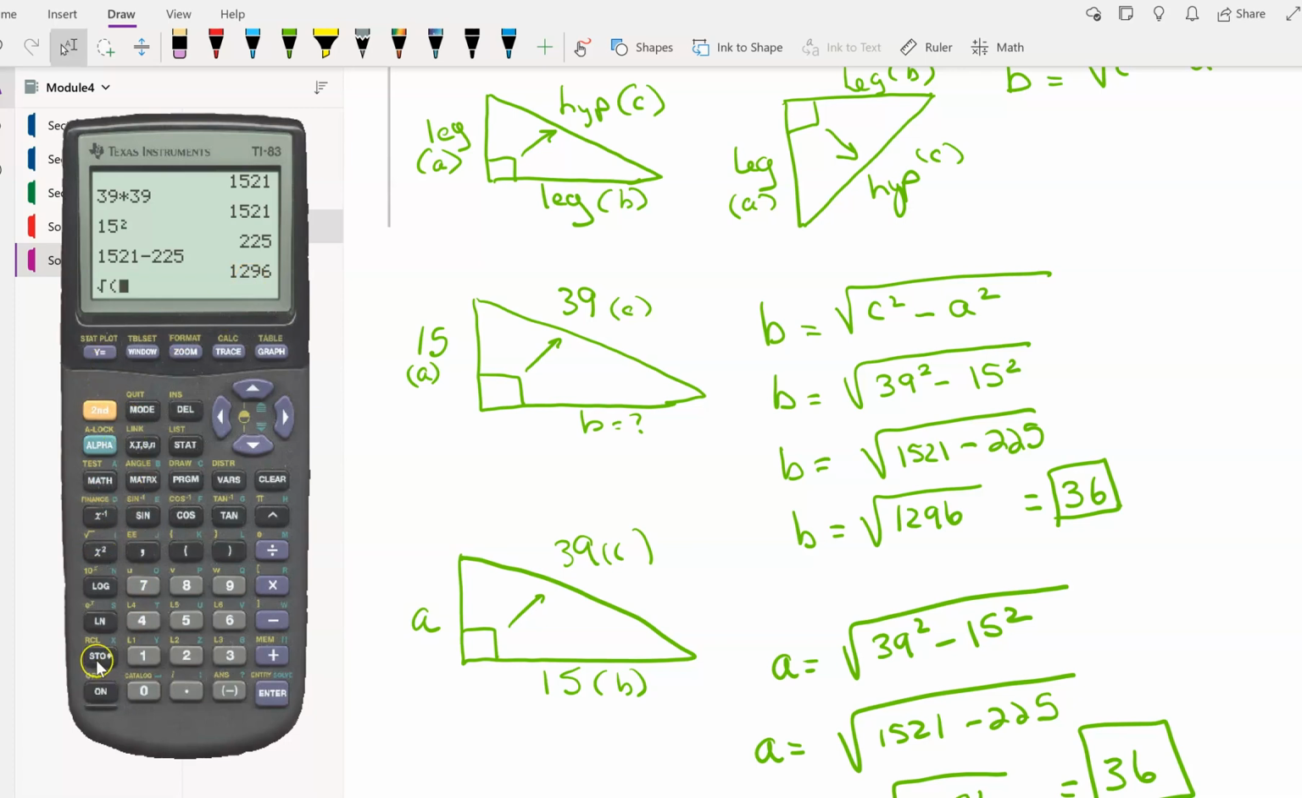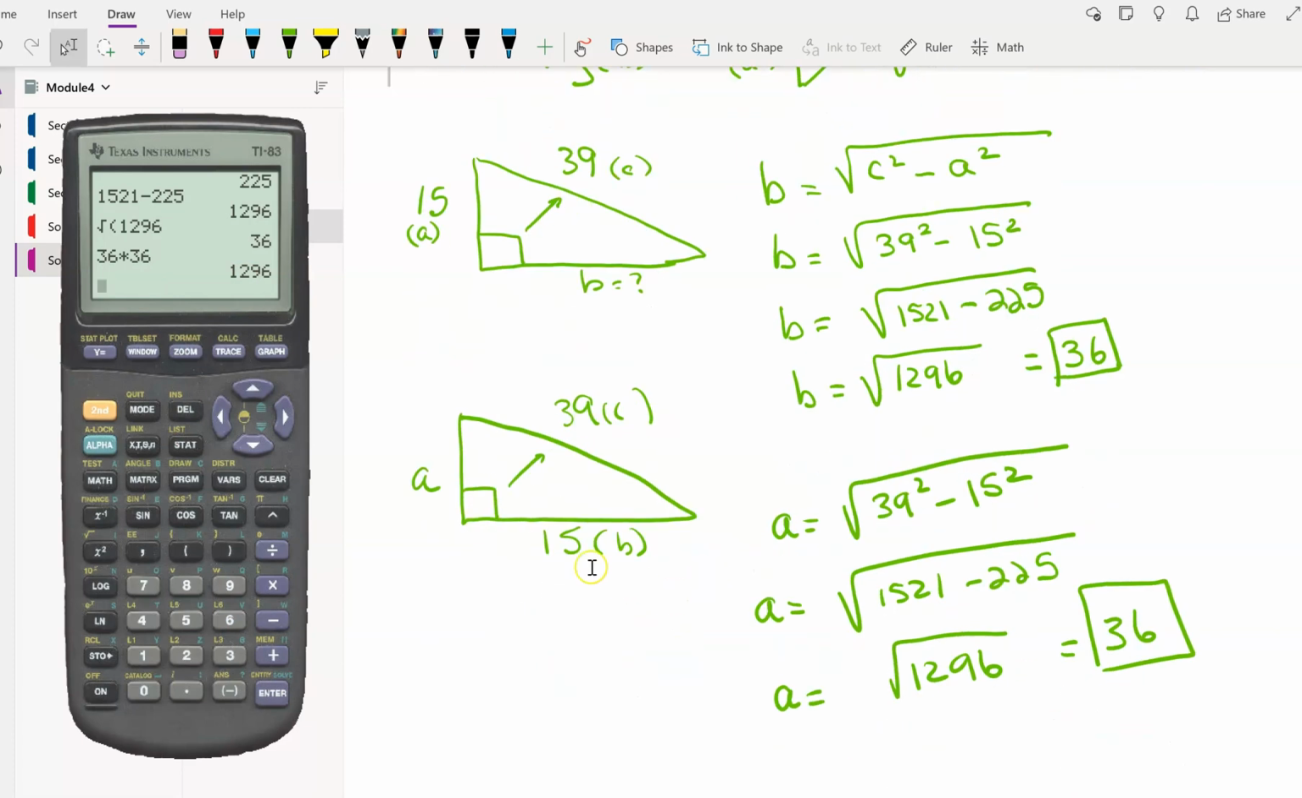But here I have to put the answer back in, so I put in 1296, and my answer comes out to 36. So 1296 is a perfect square of 36, meaning if I do 36 times 36, I get 1296. So the square root of 1296 is 36.